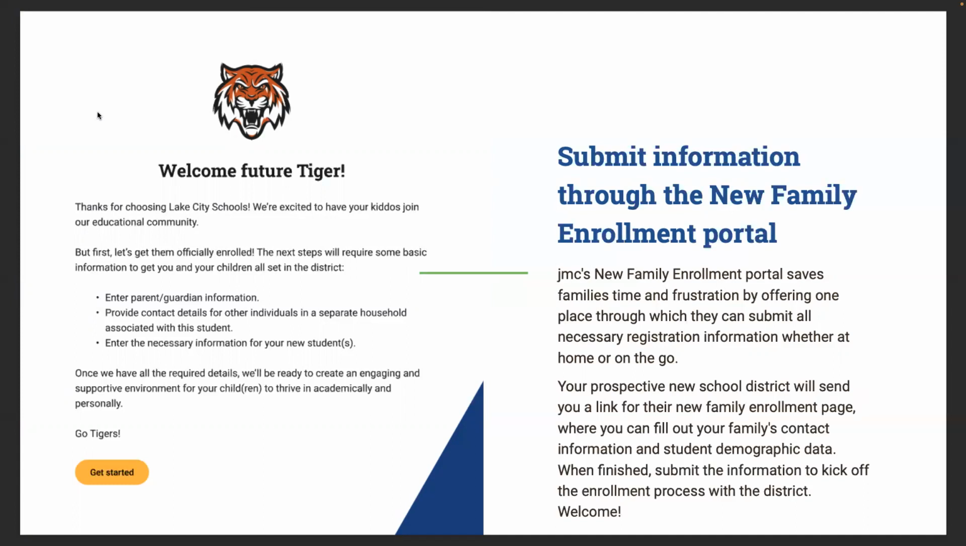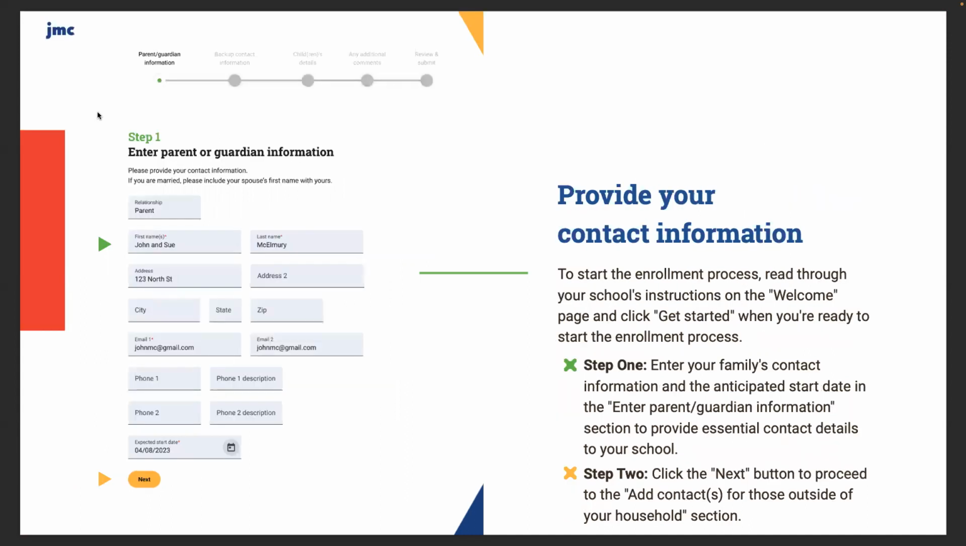Your prospective new school district will send you a link for their new family enrollment page where you can fill out your family's contact information and student demographic data. When finished, submit the information to kick off the enrollment process with the district. So to start the enrollment process, read through your school's instructions on the welcome page and click Get Started when you're ready to start the enrollment process.